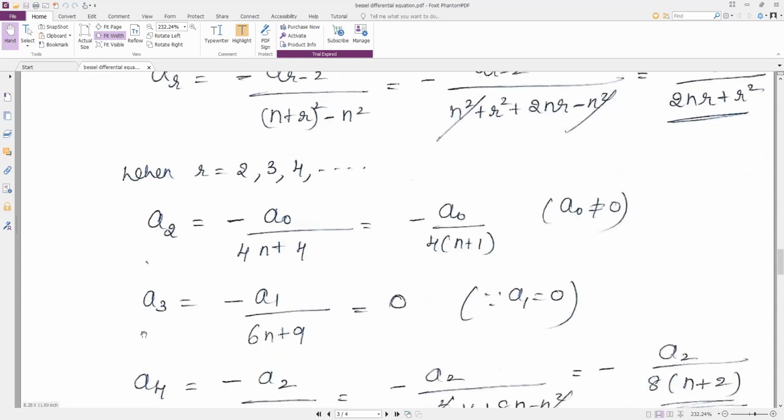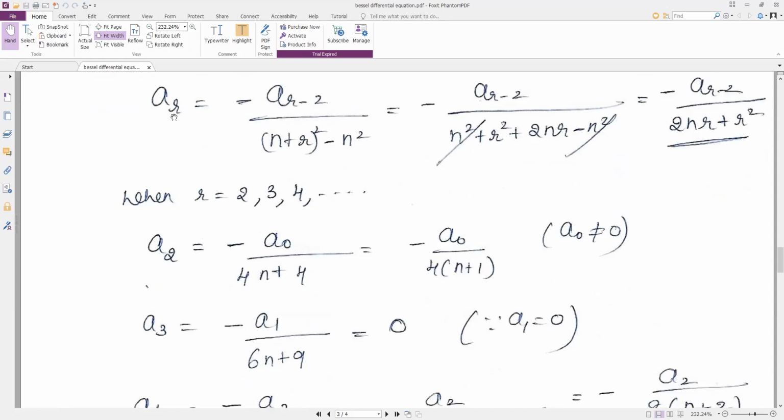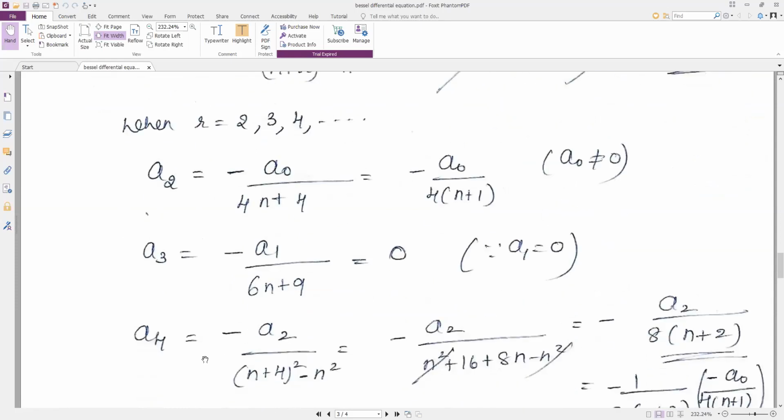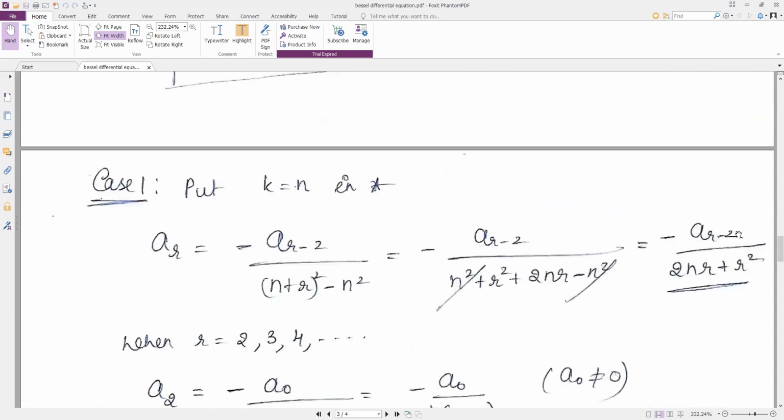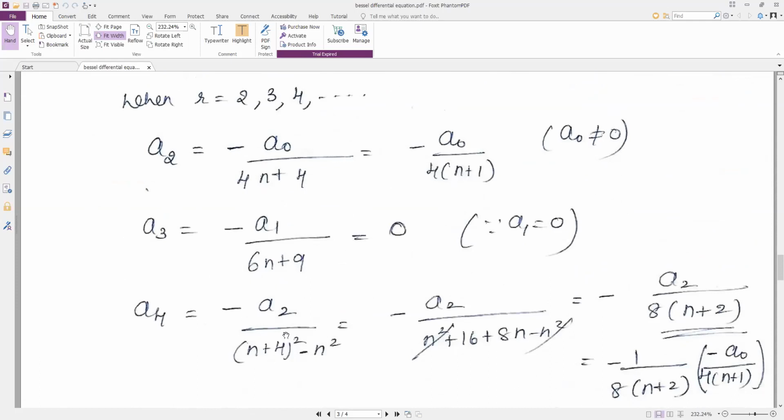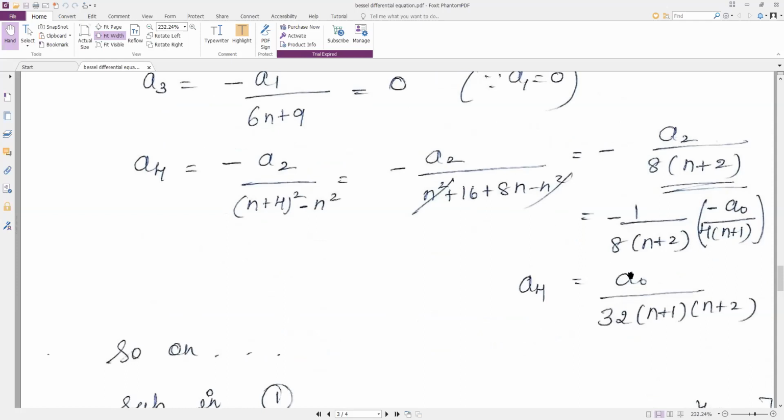Next we'll move on to a3. How to get a3? Put r equal to 3 here. That time you will get minus a1, and here when you put r equal to 3, 6n plus 9. We already got a1 equal to 0, so when you substitute, a3 also becomes 0. Now put r equal to 4. You will get minus a2 divided by (n plus 4) whole squared minus n squared. When you simplify, you will get 8 into (n plus 2). But we know the value of a2. Just substitute the a2 value. You will get a4 as a0 by 32 into (n plus 1) into (n plus 2), and so on.